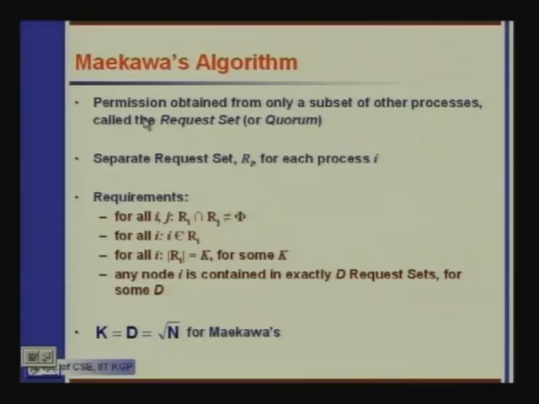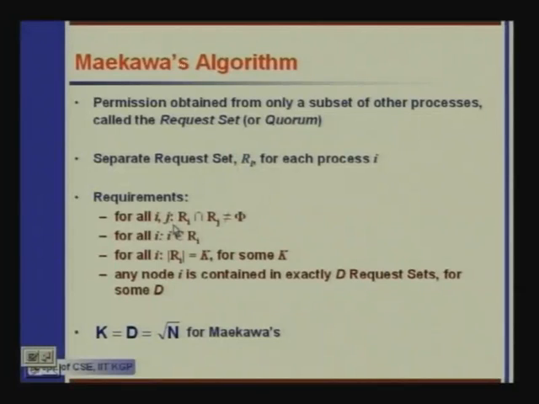Unlike the previous algorithms like Lamport's and Ricart-Agrawala, Maekawa's algorithm works by obtaining permission from only a subset of processes, not all processes. Lamport's or Ricart-Agrawala require permission from all processes, whereas Maekawa's algorithm requires permission from only a subset of the other processes. For each process Pi, we have a request set Ri, and before it enters the critical section, the algorithm must take permission from all the processes in its own request set.